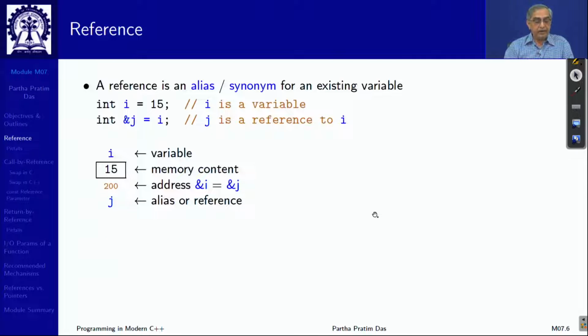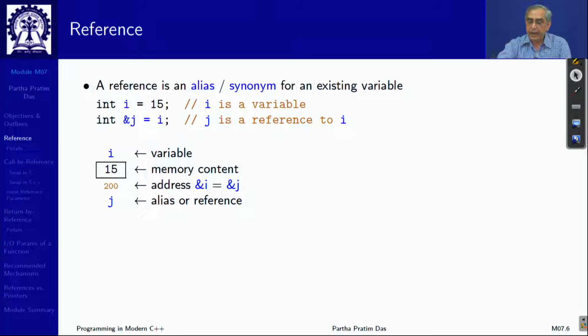So, what is a reference variable? A reference variable is like an alias or a synonym. Most of us have some name and we have some pet name, right. Say my name is Parthapratim Das, my pet name, most of my colleagues and students call me PPD. So, PPD is an alias of my name, right. So, this is another identity.